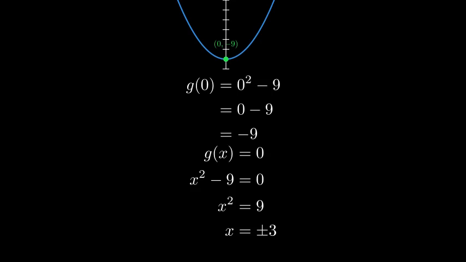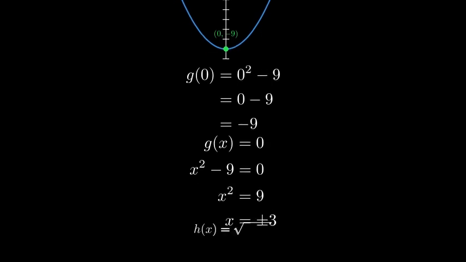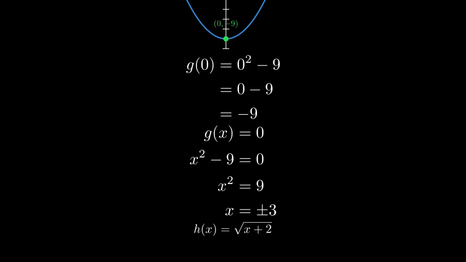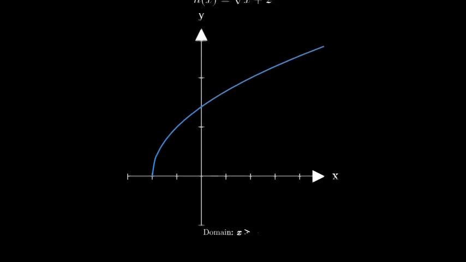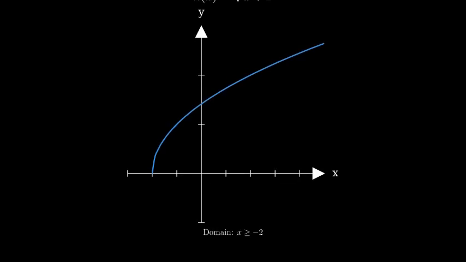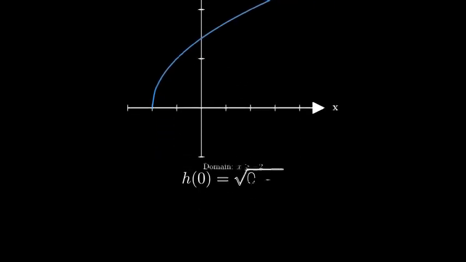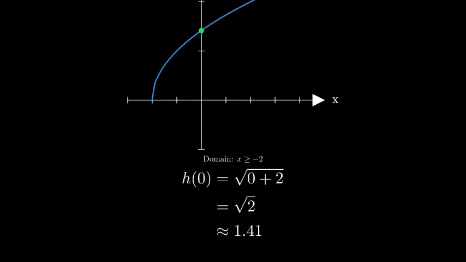Our third example is a square root function. Consider h of x equals the square root of x plus 2. First, let's note that the domain of this function is x greater than or equal to negative 2, since we can't take the square root of a negative number. To find the y-intercept, we evaluate h of 0. h of 0 equals the square root of 0 plus 2, which equals the square root of 2. So the y-intercept is the point (0, square root of 2), which is approximately (0, 1.41).